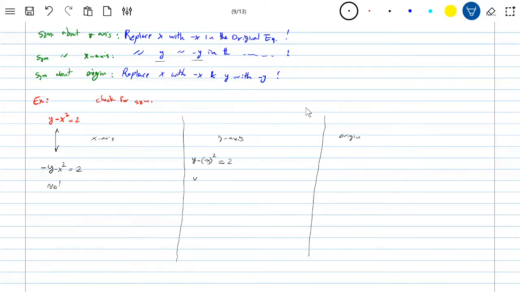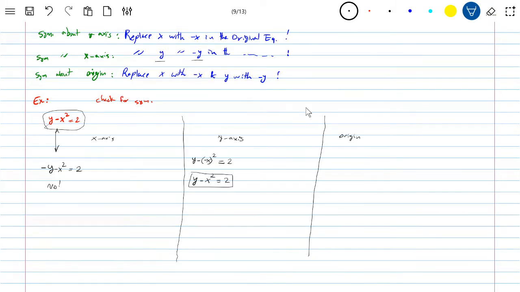And can you simplify it a bit? You can. Negative x squared means negative x times negative x, which becomes x squared, which equals 2. Now compare this with the original equation. Is that the same equation? Yes, it is. This is the same as y minus x squared equals 2.